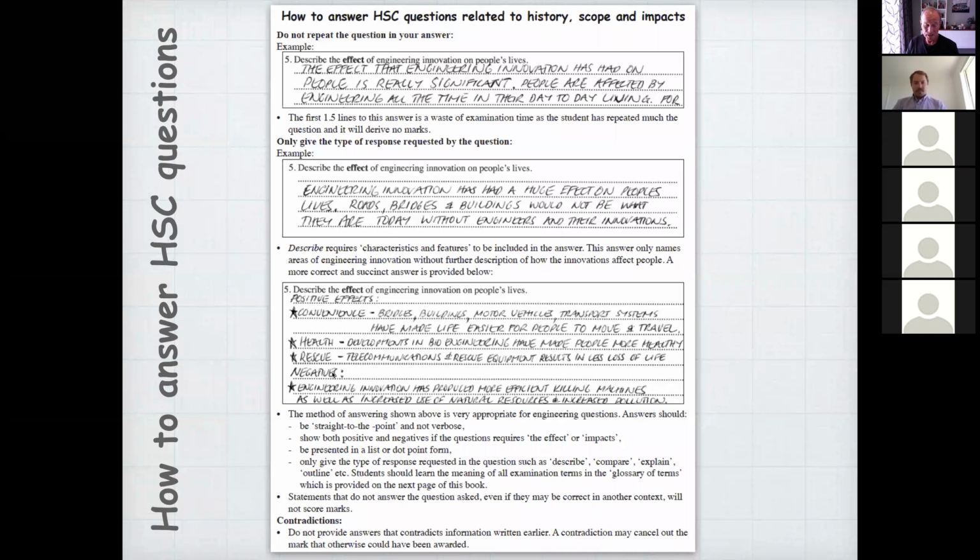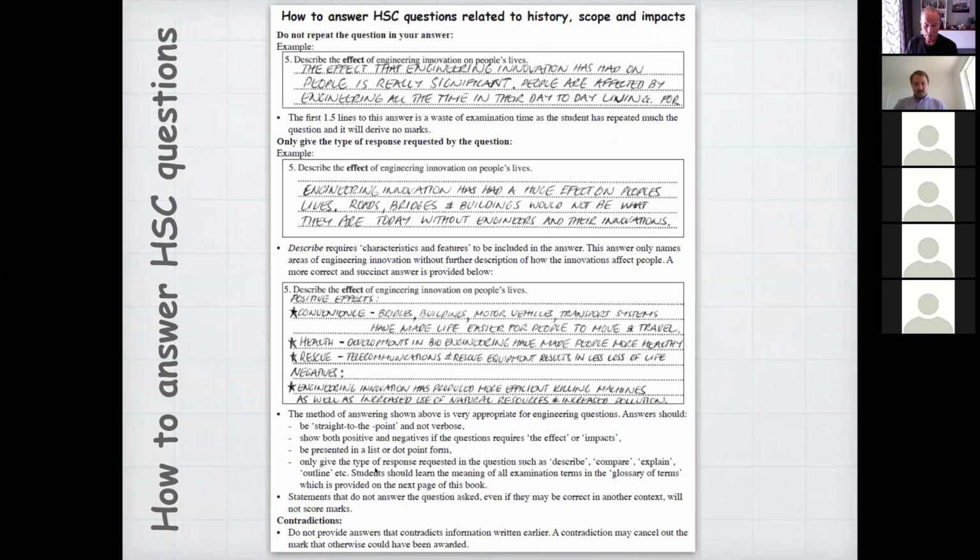It doesn't matter if we can't mark them on the spelling or the punctuation or anything like that. We're looking at keywords. Show both positive and negative if the question asks the effect or impacts. I like them to be presented in a list or dot point form so that it's quite easy to mark and to see that you've answered the question correctly.